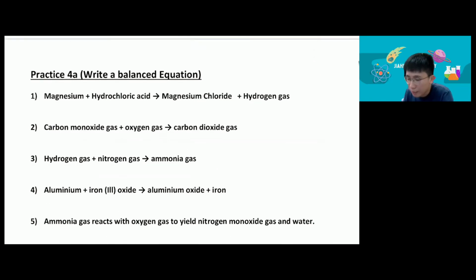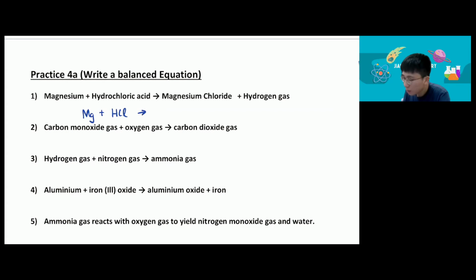So for the first one, magnesium, what's the symbol for magnesium? It will be Mg. Okay, now, hydrochloric acid will be HCl. Basically guys, all these symbols, you must have them in your mind. If you don't have them in your mind, it's time to memorize. After that, you're going to get magnesium chloride.